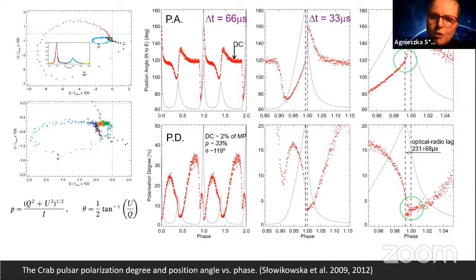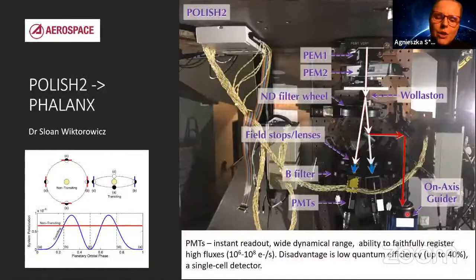However, this was done more than 10 years ago, but we are still trying to measure not only linear but also circular polarization of the optical pulsars. And for that, I contacted Slawek Viktorovich from aerospace, and he is the godfather of the Polish 2 polarimeter. And his main aim is to measure the reflected light from exoplanets.